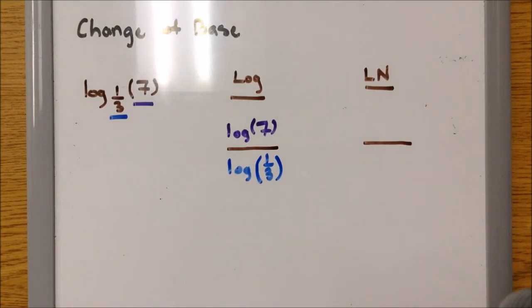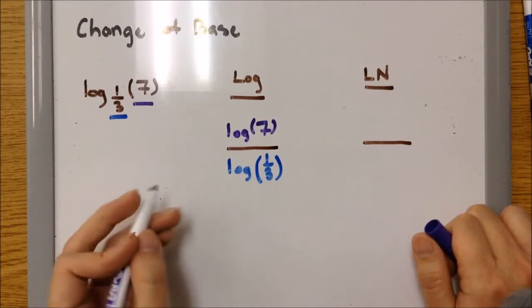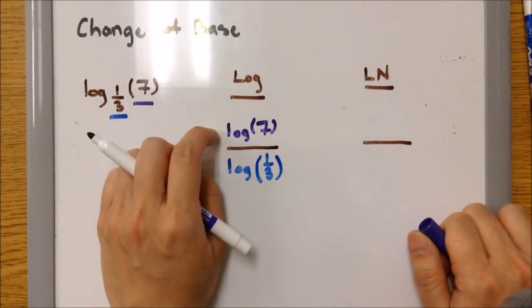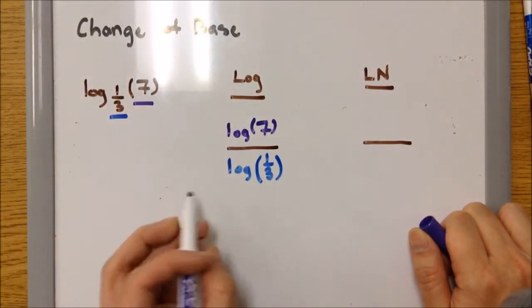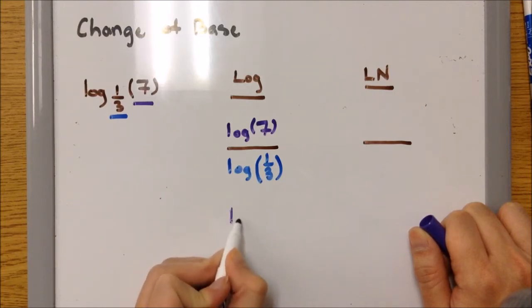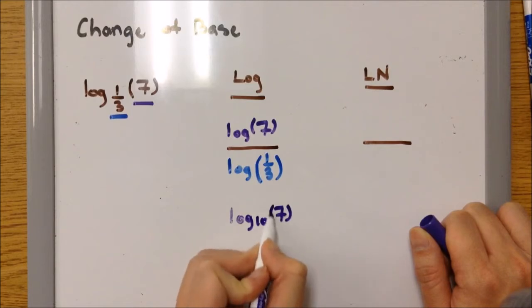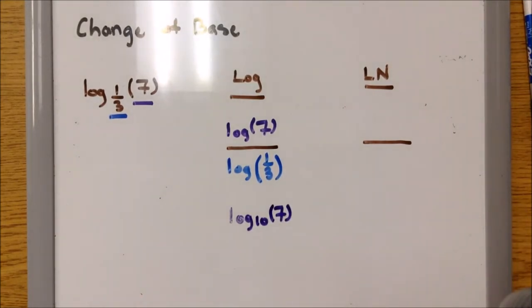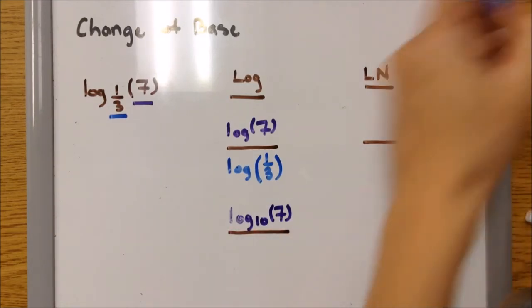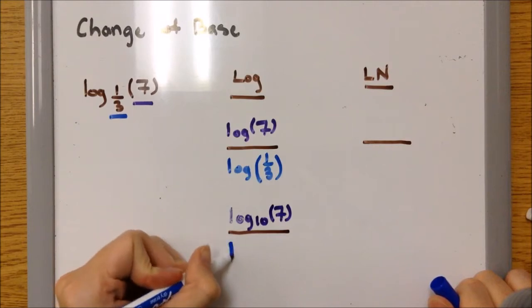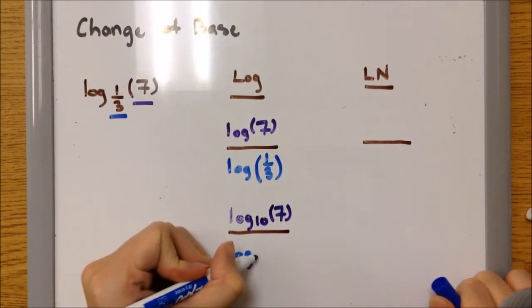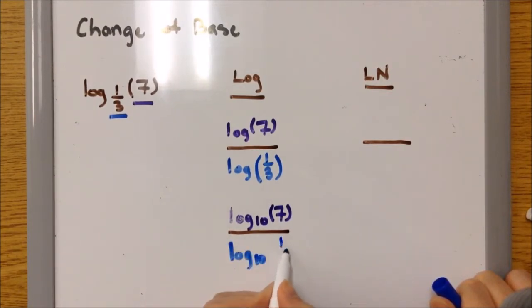And then just like I said before, this log has an invisible base 10. So you can still type this in the calculator, but just for show, this is log base 10 of 7 divided by log base 10 of 1/3.